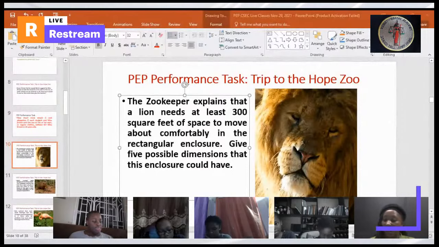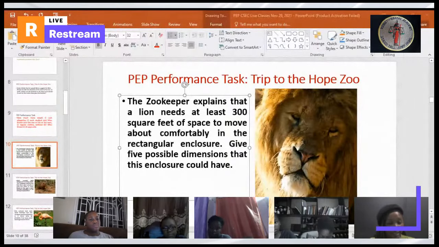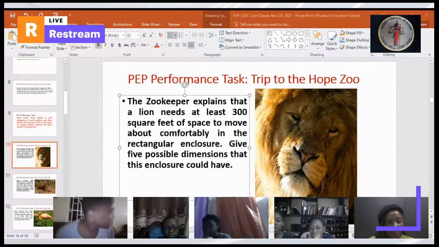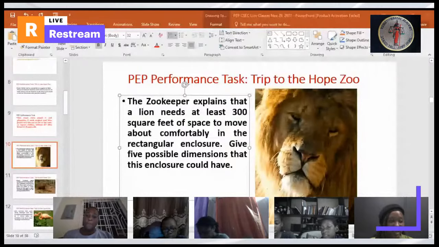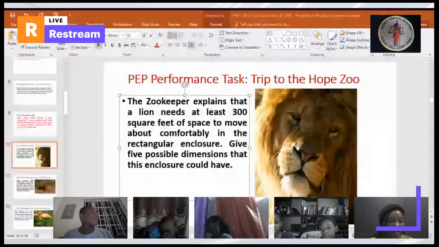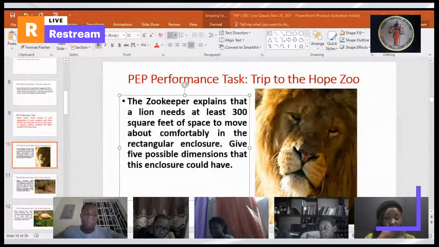Those were also saying like 1 by 300 or 2 by 150. I personally would not choose those options because it's not realistic for you to have 1 foot as the width and then 300 feet. That lion would feel so trapped to just have 1 foot of space in width or 2 feet of space. You would not be wrong, but I would want you to be more realistic.